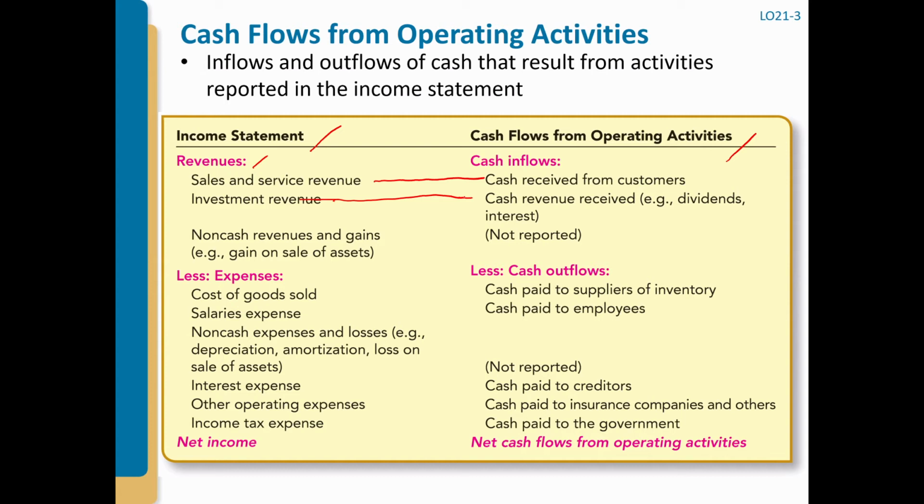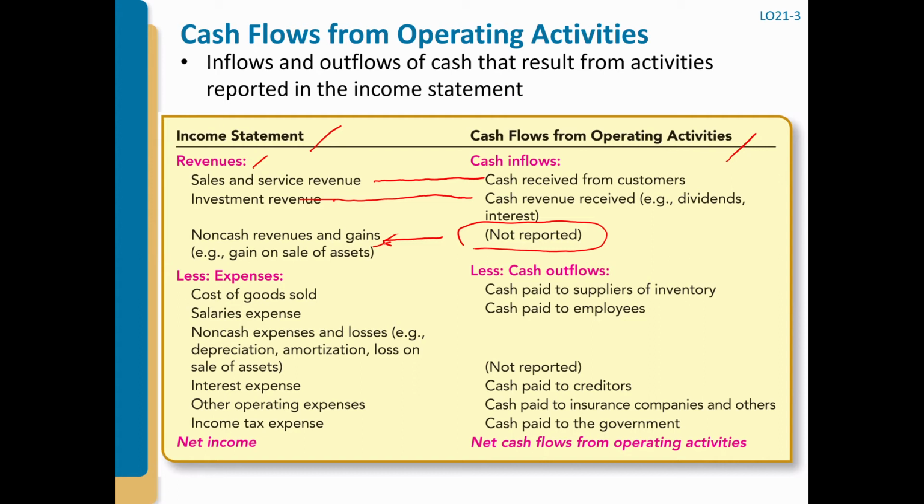Okay, but some revenues have no cash flow. Okay, for example, the gains. For example, you sold your building for more than the book value. So then you recognize the gain, right? Gain is one of the revenues, but we don't have cash inflow related to the gain. Okay, so that's why there's no cash flow related to the gain. Okay, so you don't have it also.